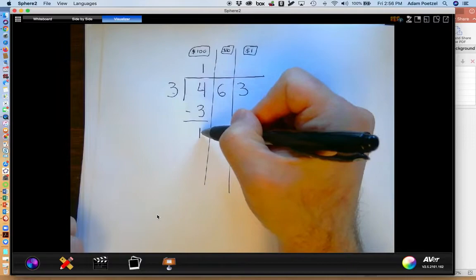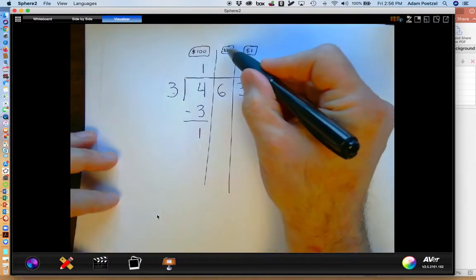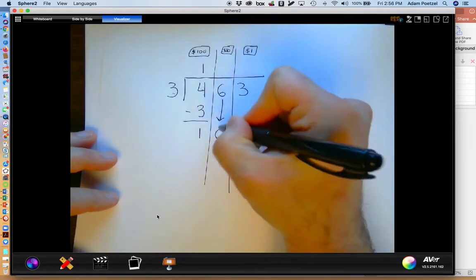Now, I know I can't just tear up the $100 bill, so I need to trade it in at the bank. And trade it in for what? For tens. Now, I'm just going to show in the bring down method, we bring down the 6 and we put a 16 here.